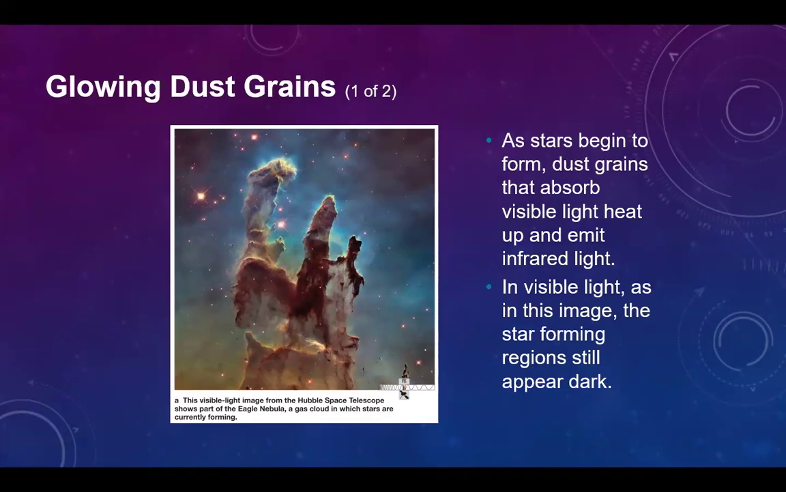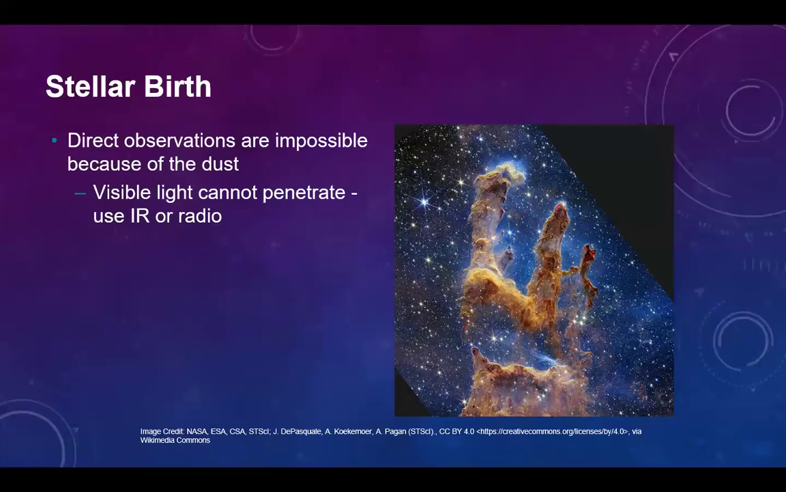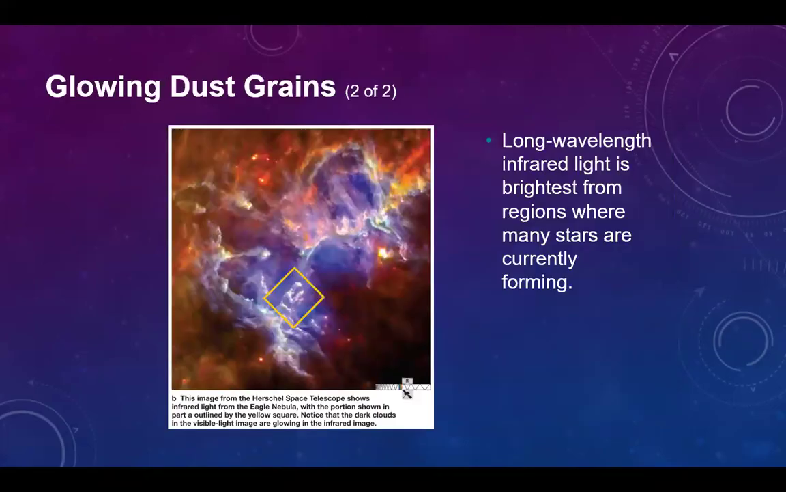And as stars begin to form, the dust grains that absorb visible light will heat up and then re-emit infrared light. So in visible light in this image, the star forming regions still appear dark, but in infrared, they are brightly lit up. So visible light can't penetrate, but infrared light can. So we can see through the dust in infrared light. And in some regions, it's lit up by star formation. The long wavelength infrared light is brightest for the regions where many stars are currently forming, as you can see here.